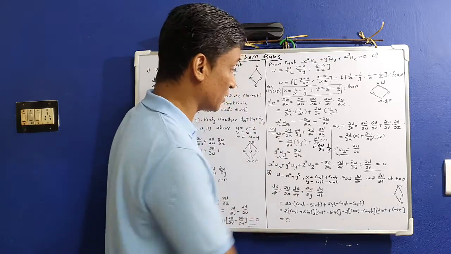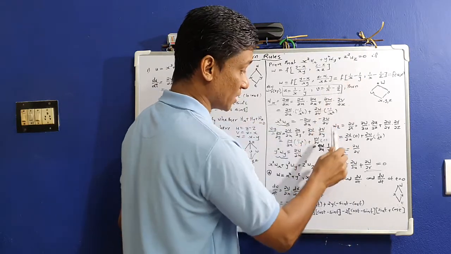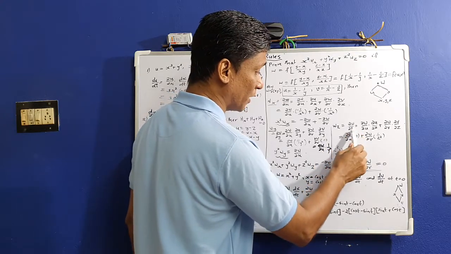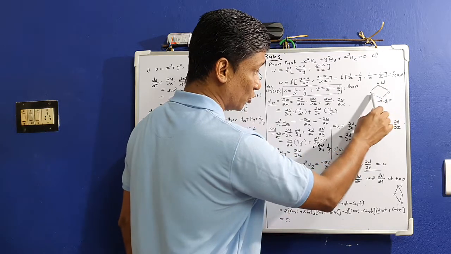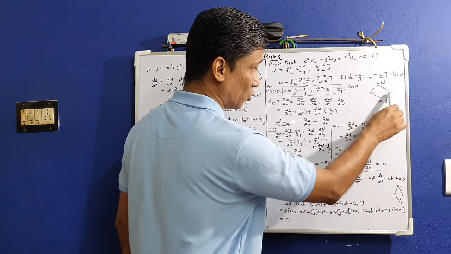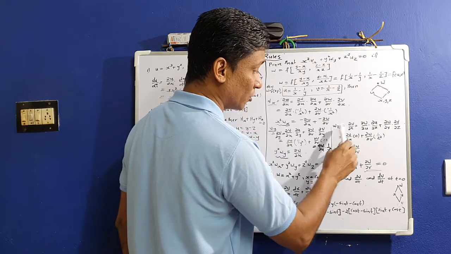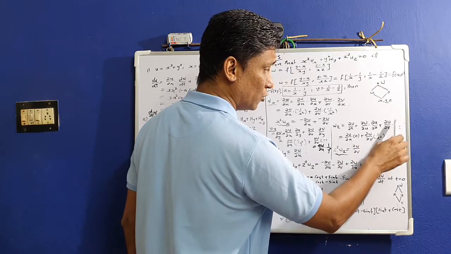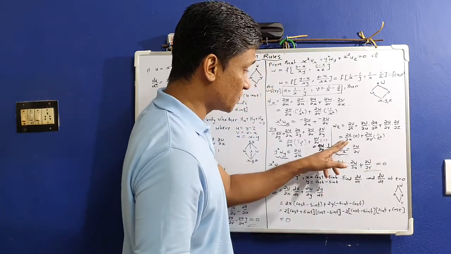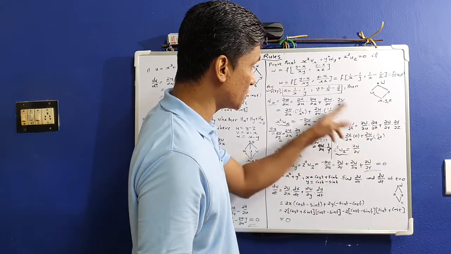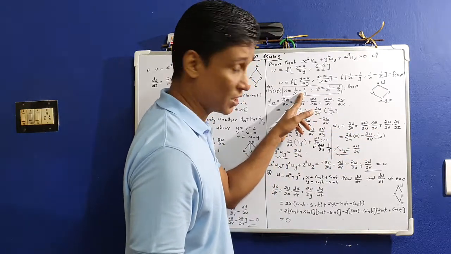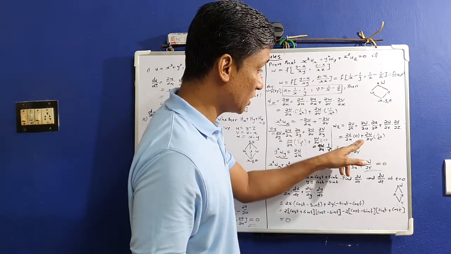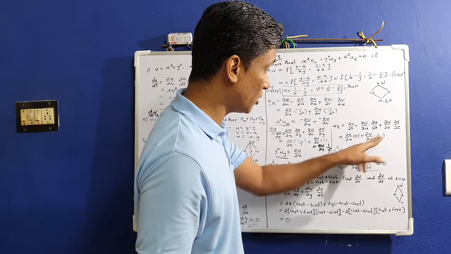One more term is remaining, that is this one, z² wz. Now wz equal to ∂w/∂z, equal to ∂w/∂u into ∂u/∂z plus ∂w/∂v into ∂v/∂z. Now ∂u/∂z: u is this one, it has no z, so the differential is 0. So ∂w/∂u into 0 plus ∂w/∂v into ∂v/∂z.